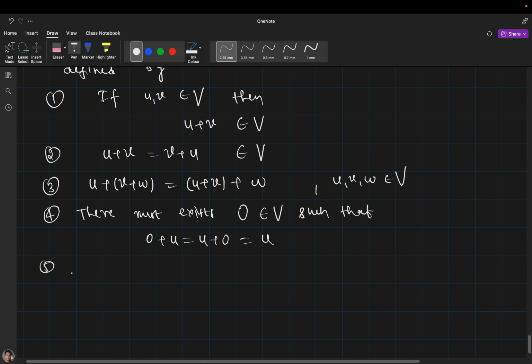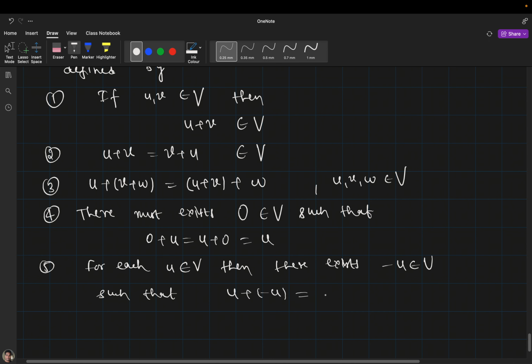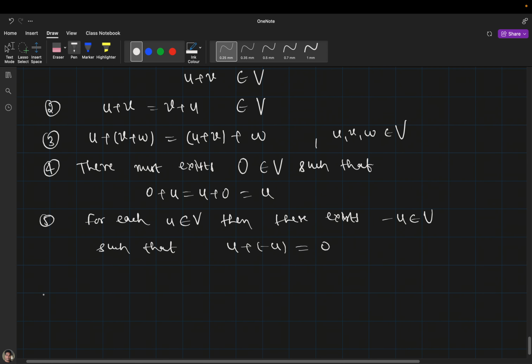Now the fifth axiom says, for each u belongs to V, there exists minus u in V such that u plus minus u must equal 0. This is the fifth axiom.